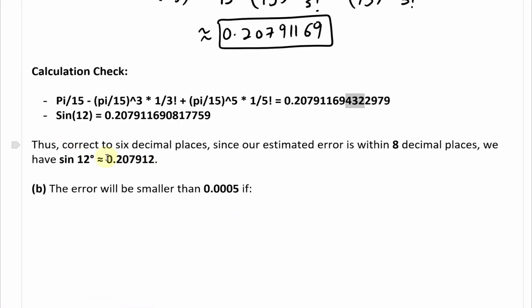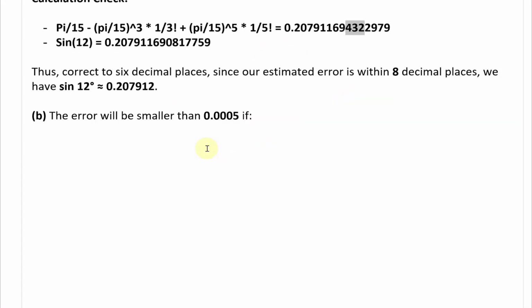Yeah, but we were only asked for 6 decimal places, so thus correct to 6 decimal places since our estimated error is within 8 decimal places. We have sine of 12 degrees is approximately equal to 0.20791 and rounded up to 2. Yeah, so fascinating stuff. And now let's look at part B.